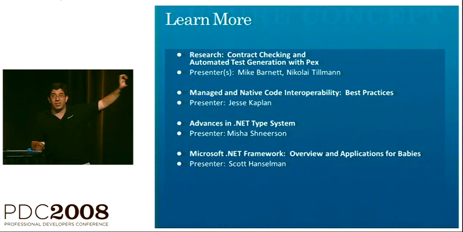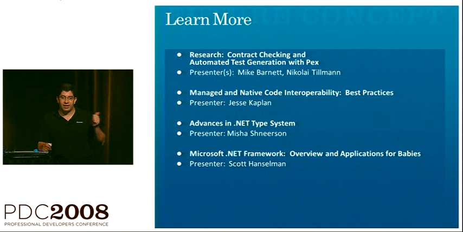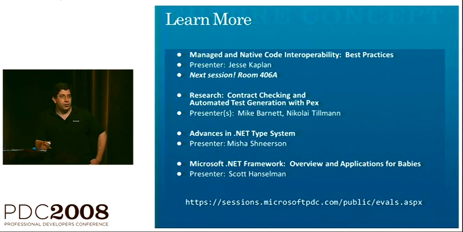A lot of the stuff I talked about, there was a more in-depth talk somewhere. There's only one talk coming up left that's really relevant. That's Jesse's talk on managing native code interoperability best practices. That is coming up next, so you should go there. There was a contract checking talk that spent an entire hour on the code contracts, advances in the .NET type system about the managed native interop. And if you didn't see Scott Hanselman's talk, you should. Don't forget to fill out your eval forms. We love your feedback, and we will be staying here to answer your questions. Thank you all very much.